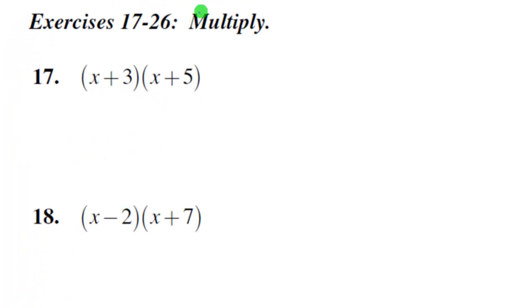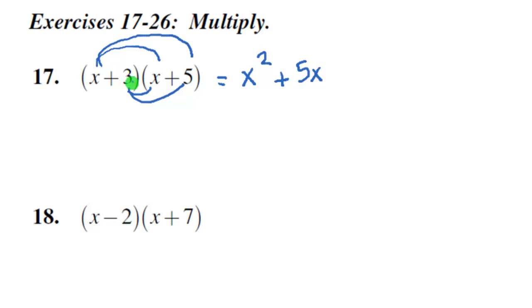Now let's multiply polynomials. And what we're going to do for multiplying binomials is that we're going to distribute twice. We will distribute first with the x, the first term, times both of these. And then we will distribute with the positive 3 times both of these. So x times x is x squared. X times 5 is a positive 5x. Now we come over here to the 3 and multiply 3 times x, which is plus 3x. And positive 3 times a positive 5 is positive 15.